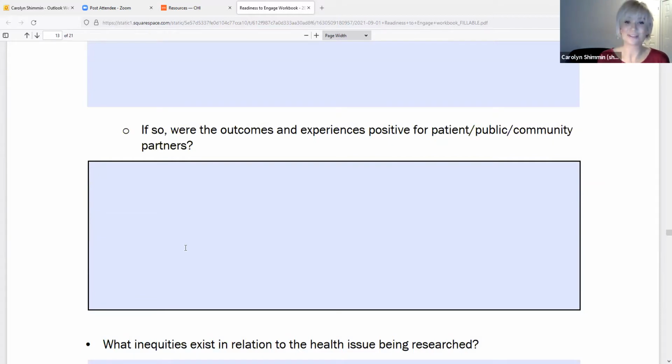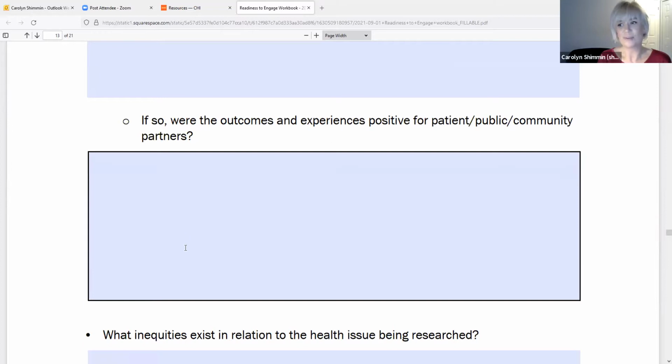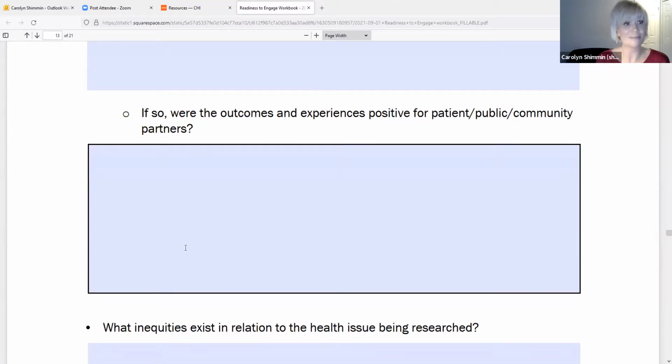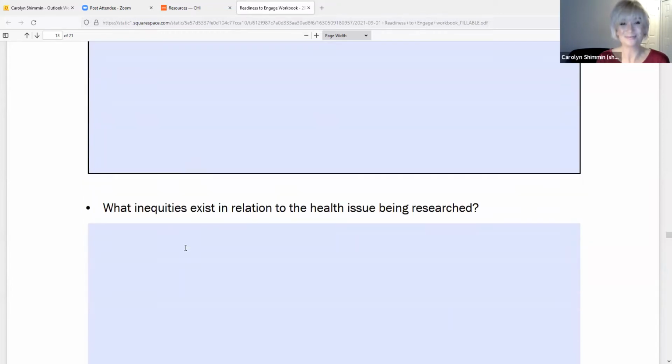Have community members been engaged before by researchers and let down? Has it gone the wrong way? Understanding that previous history is important, because then you can address what kinds of things happened and how you can not do the same thing again.